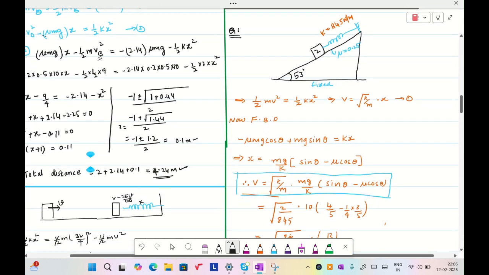Like this, an inclined plane is given. On the inclined plane, this is one model, and the spring here they are keeping and the block is released. Here the block is attached to the spring. But in some models, the spring is down and the block is coming and hitting the spring. That is another model.